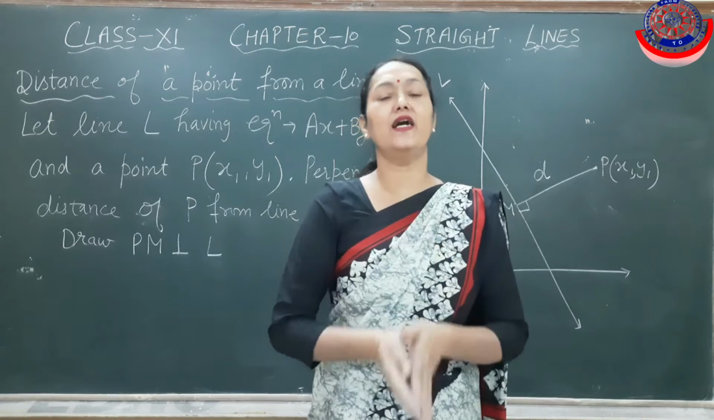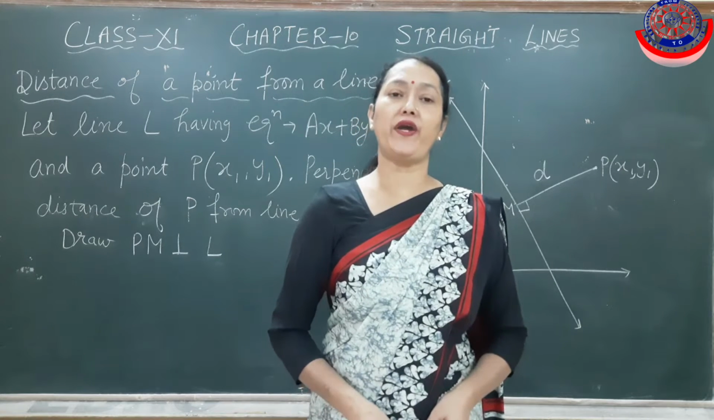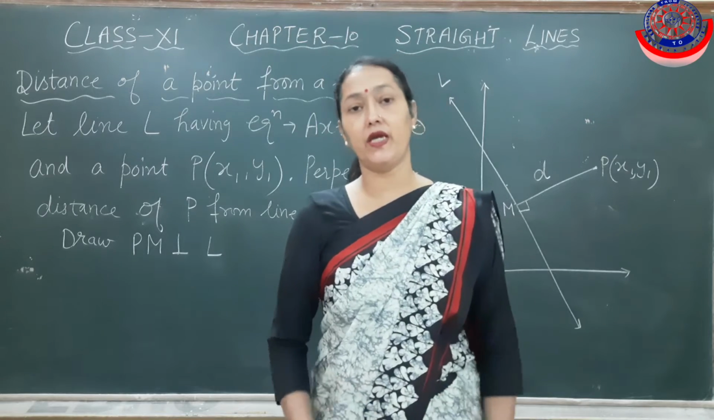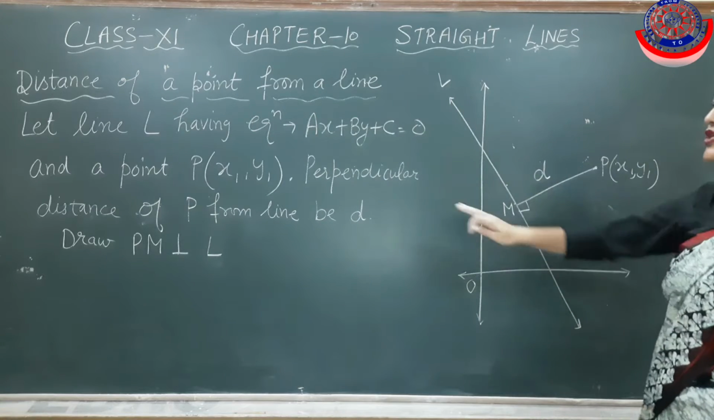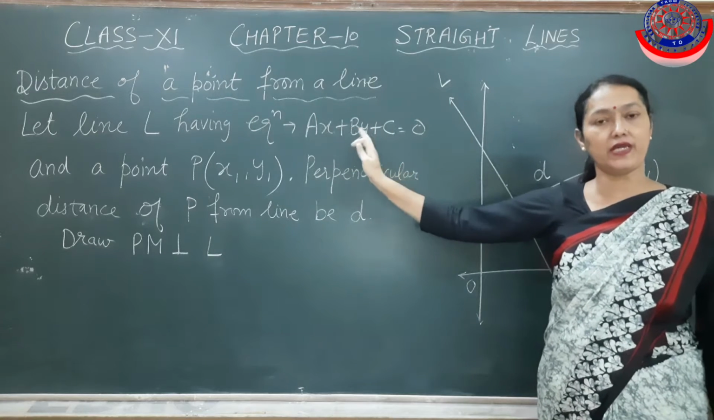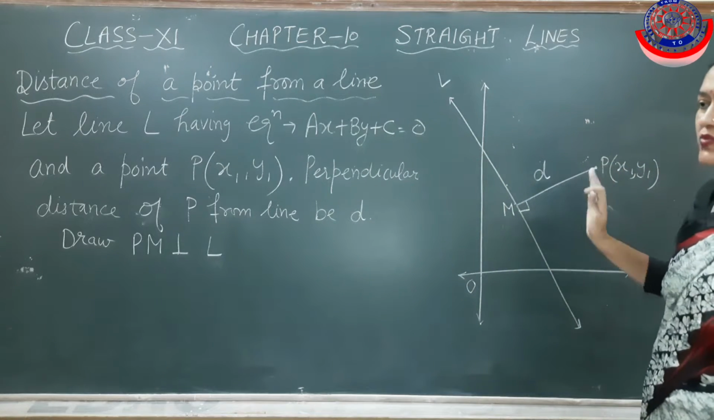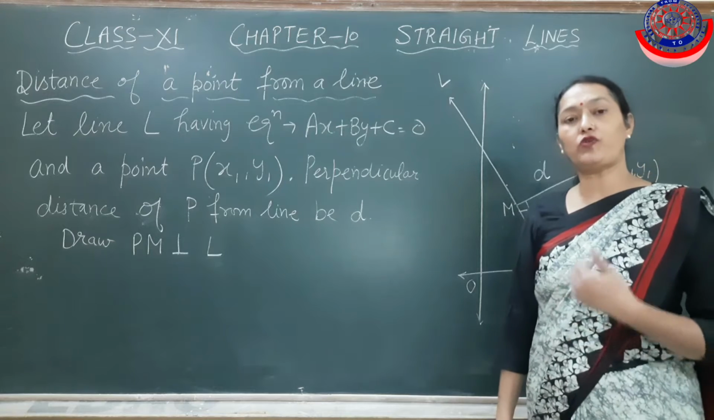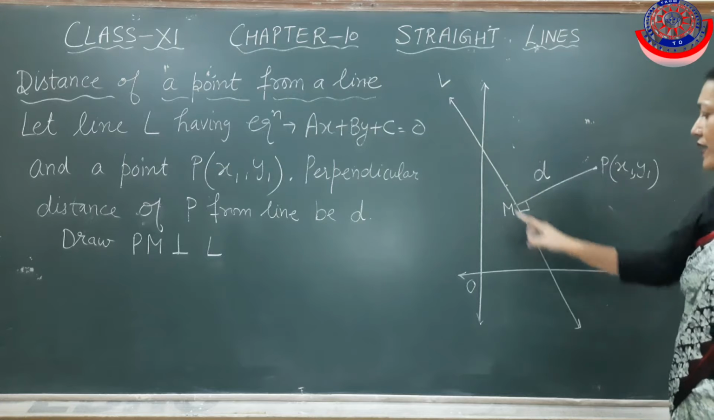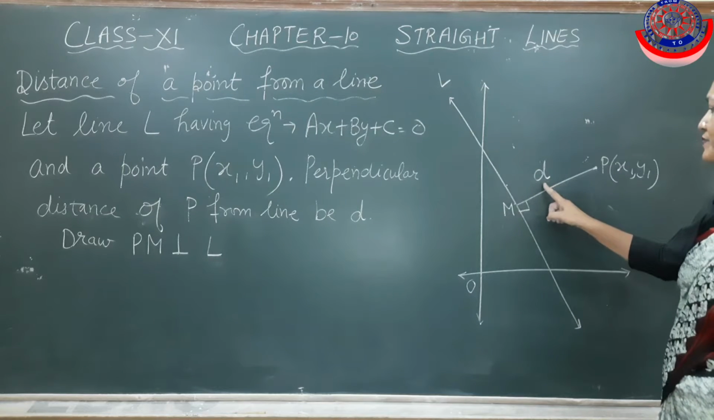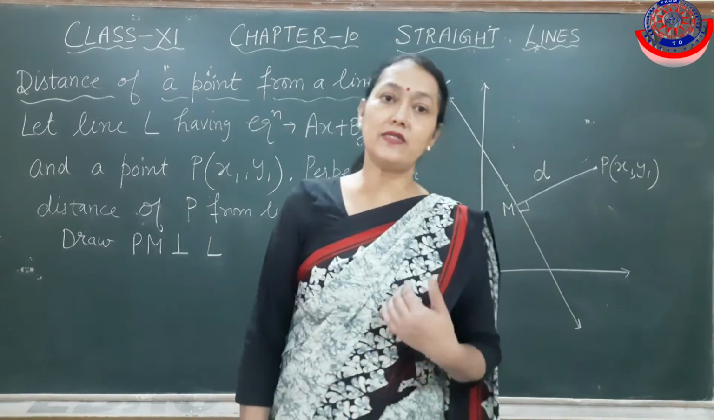Namaste students. Under the heading straight lines, let us learn how to find the distance of a point P from a straight line. For this, you will have to take a straight line L having equation ax + by + c = 0. Let P be a point having coordinates (x1, y1). If we draw a perpendicular PM from point P onto the line L, let this distance be d. So today we will be learning how to calculate this distance d.